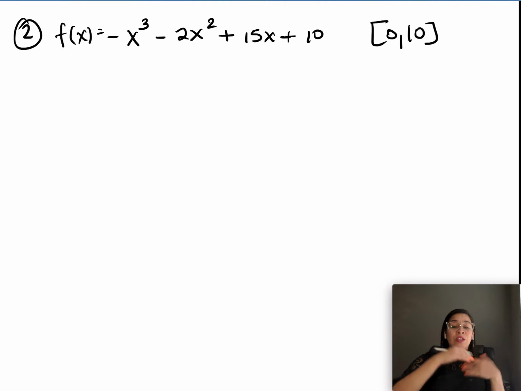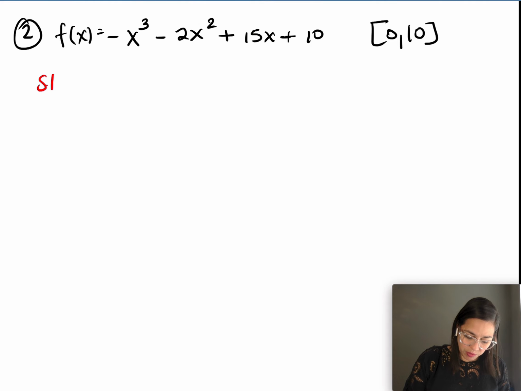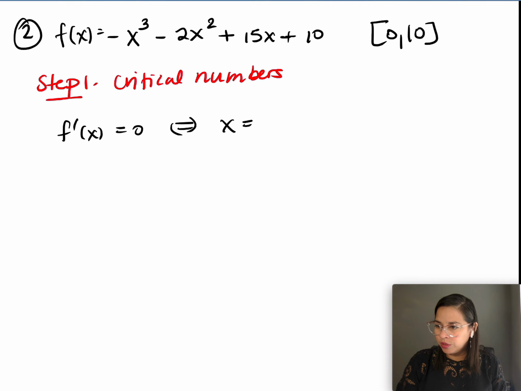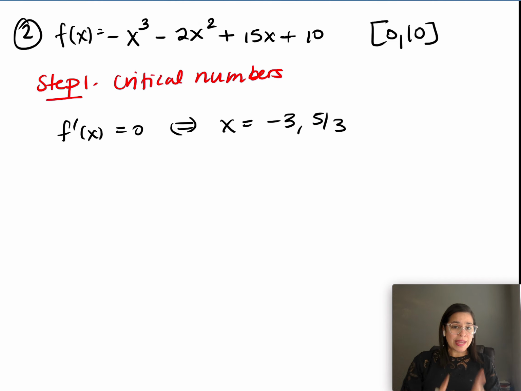Okay. So now we have this polynomial -x cubed minus 2x squared plus 15x plus 10 from 0 to 10. And we saw that this polynomial has critical numbers. So step one, critical numbers. We saw that f prime of x is equal to 0 if and only if x is equal to -3 and 5/3. Now we're looking at the absolute max and min from 0 to 10, so -3 we don't take into consideration in the second step because it is not in between 0 and 10.